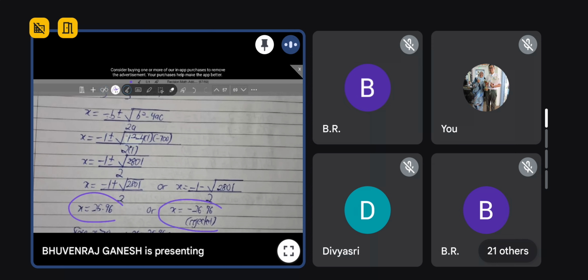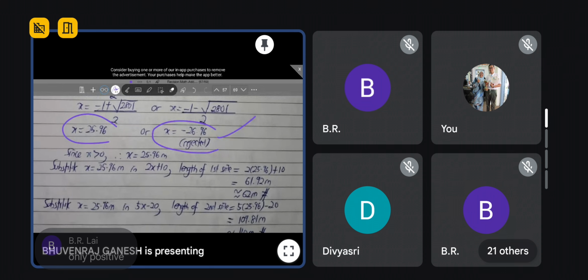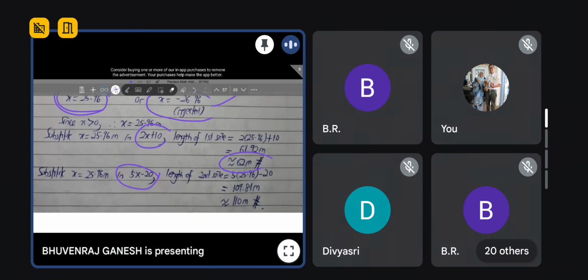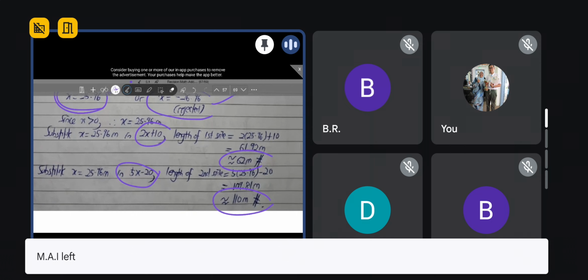So guys, can I ask you, mengapa yang ni ditolak? Why is the negative value rejected? Yes, because length cannot be negative. Correct. So it means that now you must substitute this answer inside the expression just now. Ingat tadi soalan bagi tahu yang ni, they ask you to find the two lengths, apa panjang dua sisi. So you must substitute inside. Then you will get your final answer. Ini adalah jawapan akhir dia. 62 meter and 110 meter.